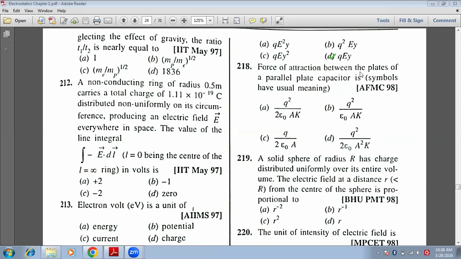Force of attraction between the plates of a parallel plate capacitor is, symbols have usual meaning: option A Q square upon 2 epsilon naught AK, option B Q square upon epsilon naught AK, option C Q upon 2 epsilon naught A, option D Q square upon 2 epsilon naught A square K. Correct answer, option A, Q square upon 2 epsilon naught AK.